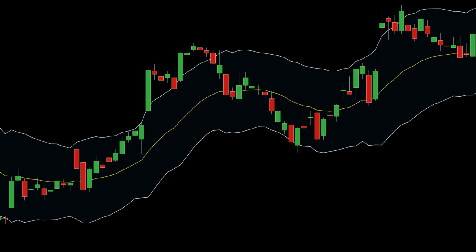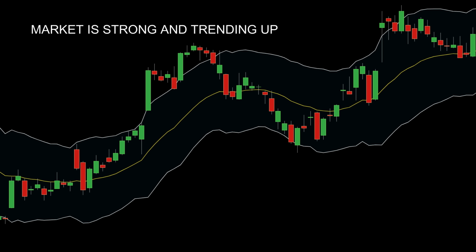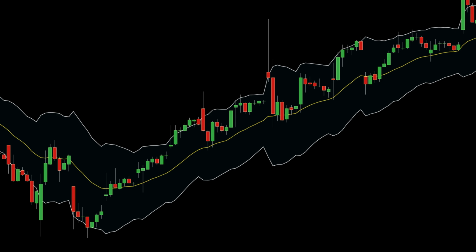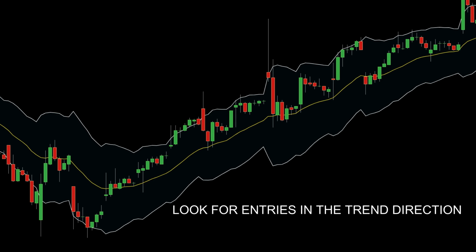So how can we use it? We're just going to touch on it here. If the price is above the middle line and it's hugging or breaking above the upper band, well, the market's strong. It's trending up. If price is below the middle line and touching or breaking the lower band, we're looking at a downward trend. And when price pulls back from the upper or lower bands towards the middle line, it can be a reversal or a place to look for entries in the trend direction.